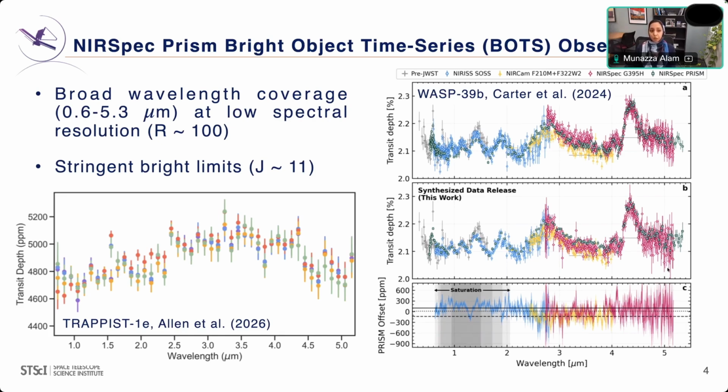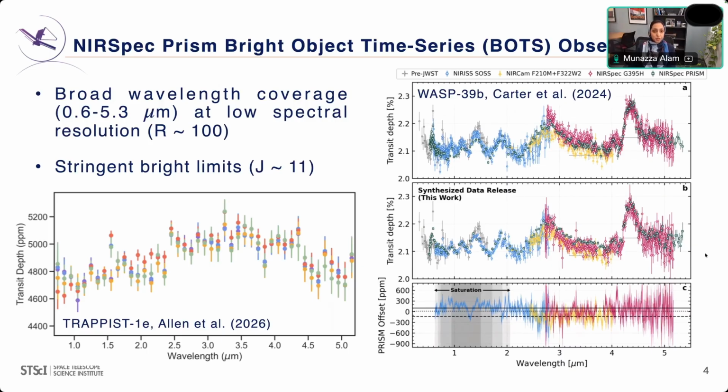Prism actually provides the broadest wavelength coverage across all JWST instruments and modes, but it is subject to the most stringent bright limits. So for targets that are brighter than the Prism bright limit of 11, we can face some saturation or partial saturation. And this is actually the case for the Early Release Science transiting exoplanet community observations of WASP-39b, which is a little bit brighter than J magnitude of 11. I think it's J magnitude of about 10.6. And we see that there is partial saturation between 1 to 2 microns in this region.